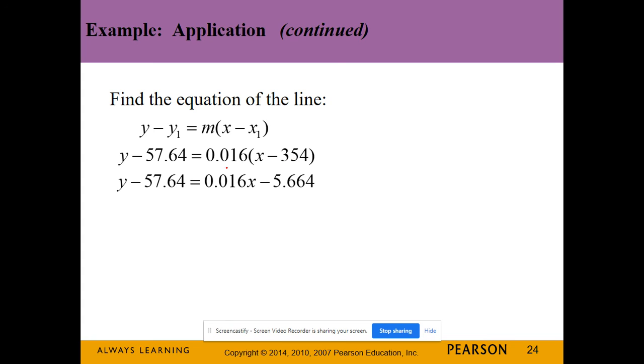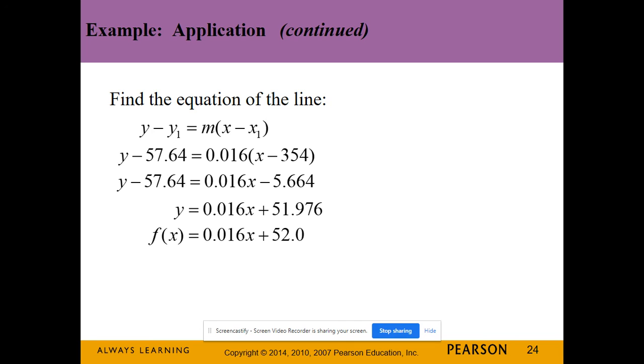We're going to first distribute the 16 thousandths into x and 354. You end up with that, and we're going to add 57.64 to the other side, and you end up with 51.976.